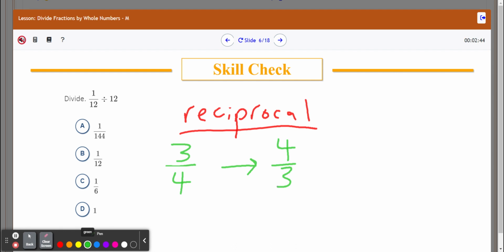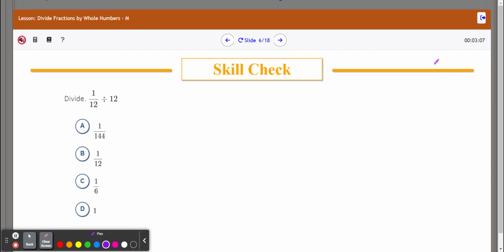So the reciprocal of 3/4 would be 4/3. That's all you do. So the reciprocal of 1/5 would be 5/1. Very straightforward. For the reciprocal, you just switch the denominator and the numerator. Now, dividing fractions is very straightforward. Let's say I have a problem like 3/4 divided by 1/2.